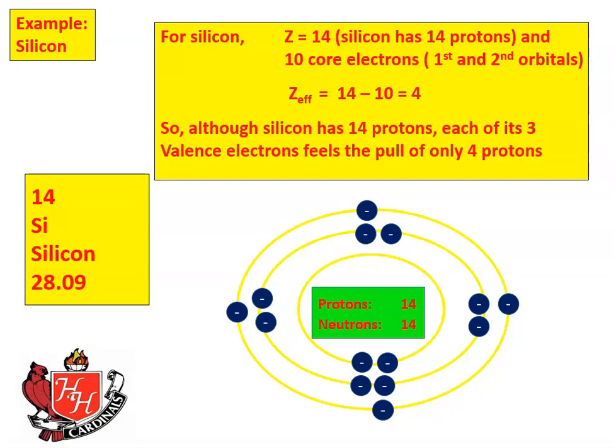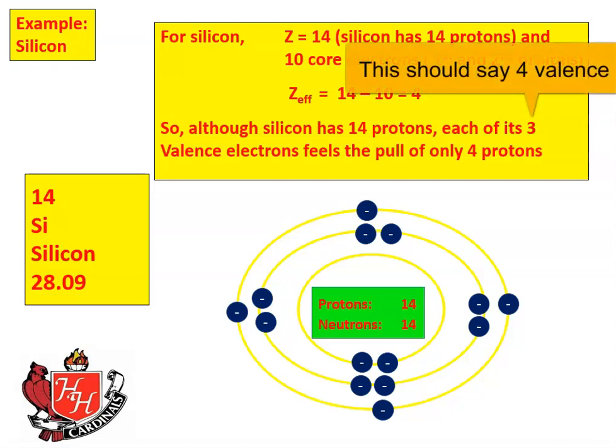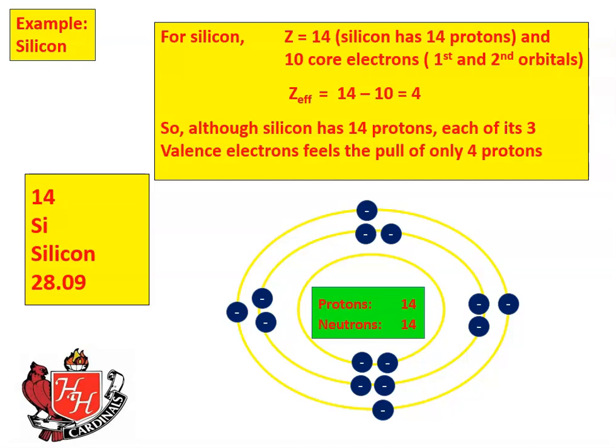So although silicon has 14 protons, each of its 4 valence electrons, that should be a 4, feels the pull of only 4 protons. So that means those 4 valence electrons are not held as tightly as you might think with 14 protons pulling in on them.